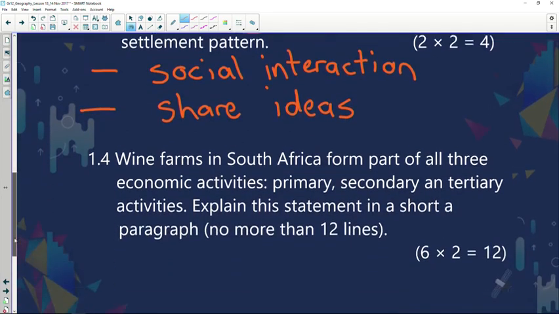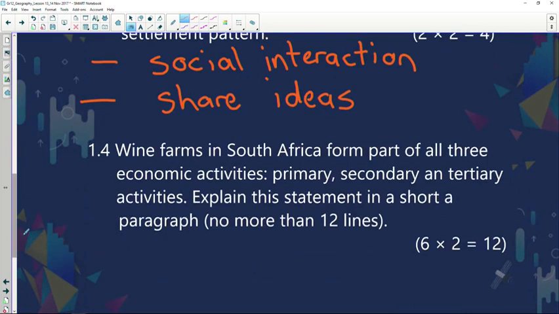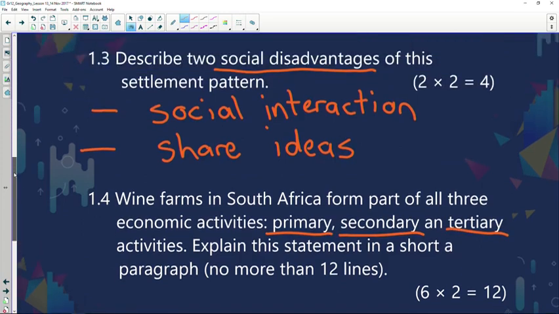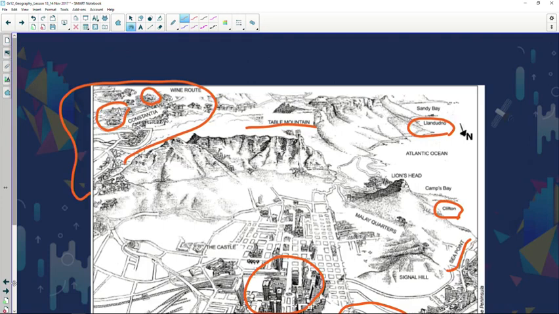The next question: wine farms in South Africa form part of all three economic activities: primary, secondary, and tertiary activities. Explain the statement in a short paragraph. Now, first of all, if we quickly look at the settlement, the primary activity that's taking place over there is the farming of grapes. Now, on an isolated farmstead like Constantia, a secondary activity is taking place as well. So what basically happens, they take the grapes and they process them. And when they process the grapes, they're making wine from it.